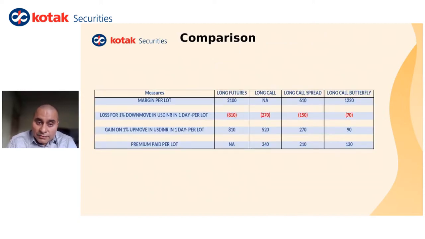Ye ek comparative table hai to show basically ye jo char kind of trades we discussed, how do they stack up. Long futures mein jo margin required hai 2100 ke aaspaas, right? So wohi cheez agar main call spread karta hun, to it comes down to 610, matlab less than a third. And on a long call butterfly, it is half of that. Agar, like in futures, agar I am wrong on my bet and the dollar rupee falls, I incur a big loss. But if I do a hedge trade, mera loss, jo risk hai in the market is coming down. So this is the most important thing.